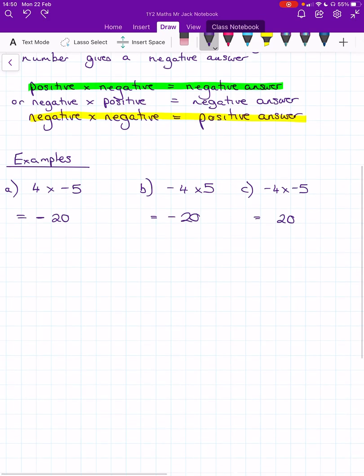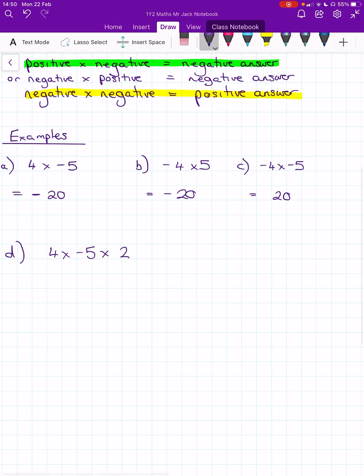There is another wee twist in a couple of the examples where you have a third number. So you might have something like 4 times negative 5 times 2. The way to deal with this is to split the sum up into two other sums. So first thing we're going to do is deal with 4 times negative 5. Now we've just done 4 times negative 5 above, but we know that gives us negative 20. And then we just multiply that by 2. And that will give us a positive number multiplying a negative number, so my answer is going to be negative. And I know that 2 times 20 is 40.